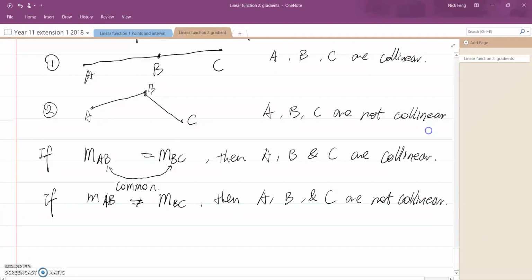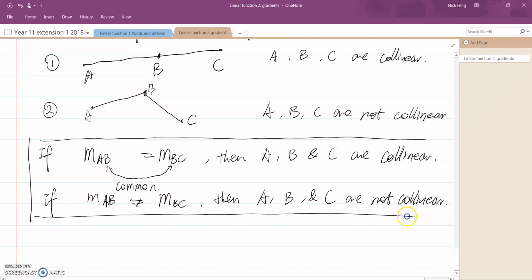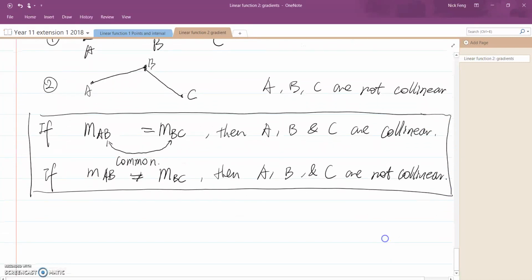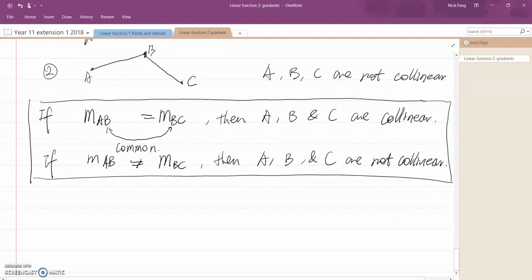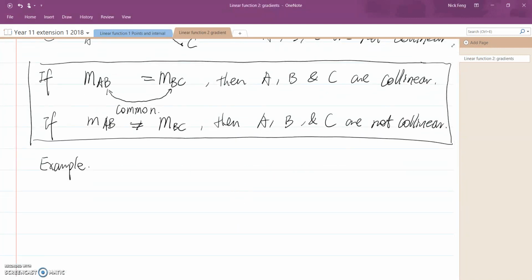And please highlight this part because it's a major method that we're going to use to prove collinearity in 3-unit or even in 2-unit. Okay, so let's see an example. Remember, this one can only be used when you have a common point B. If it's AB and CD, you're simply proving parallel, nothing else. Okay, here is an example.